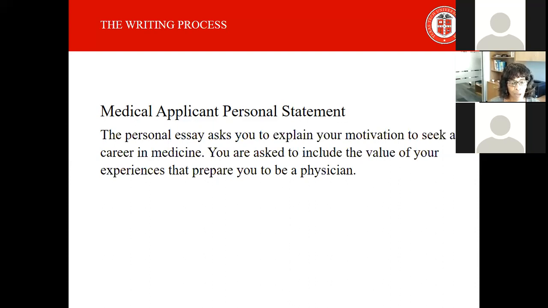Okay, so going back to the idea of dissecting a prompt, how many parts does this prompt have? You can just put it in the chat if you'd like to, but how many parts are there to this prompt? Anyone? Any idea? Okay, let's read through it again together.